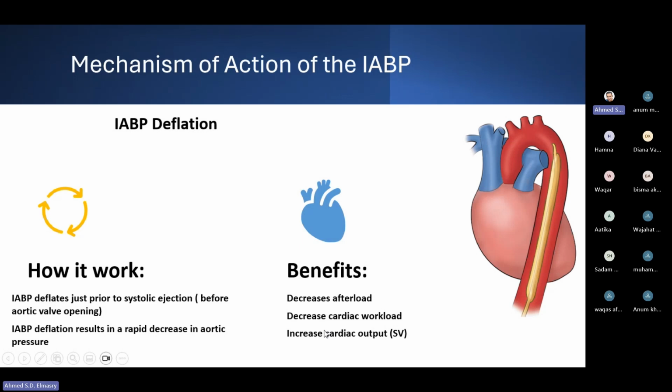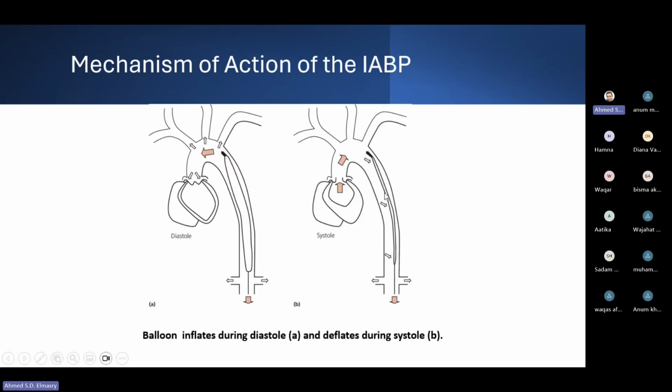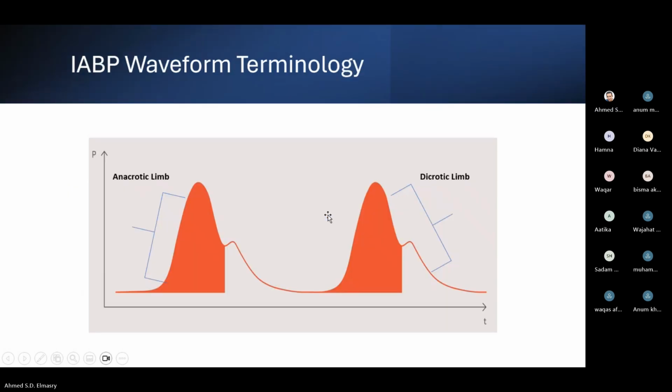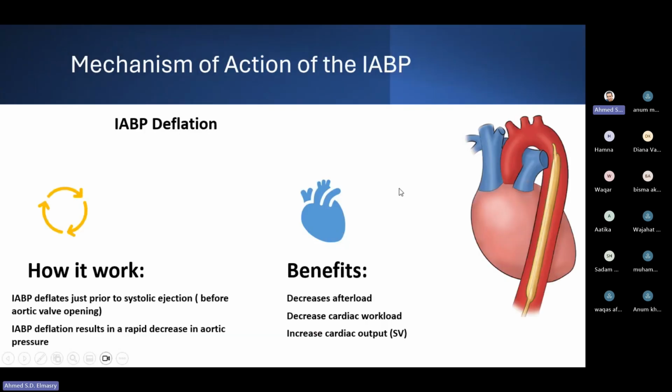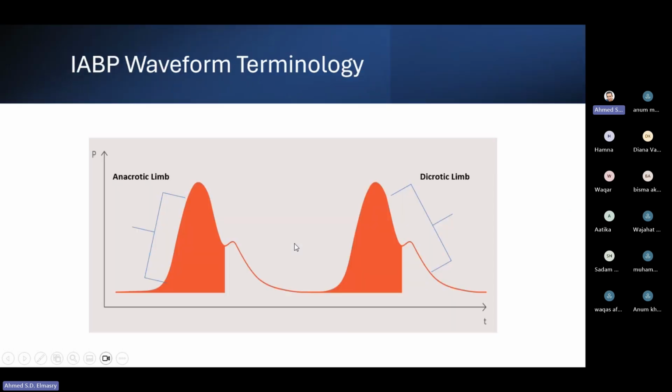And also, as you see in this slide, when you decrease the afterload, you will help the heart to eject more blood. So this will increase the stroke volume that should be ejected by the heart with each cardiac cycle. So you are able to decrease the afterload, decrease the workload of the heart, and increase the cardiac output and stroke volume during the deflation phase of the intra-aortic balloon.